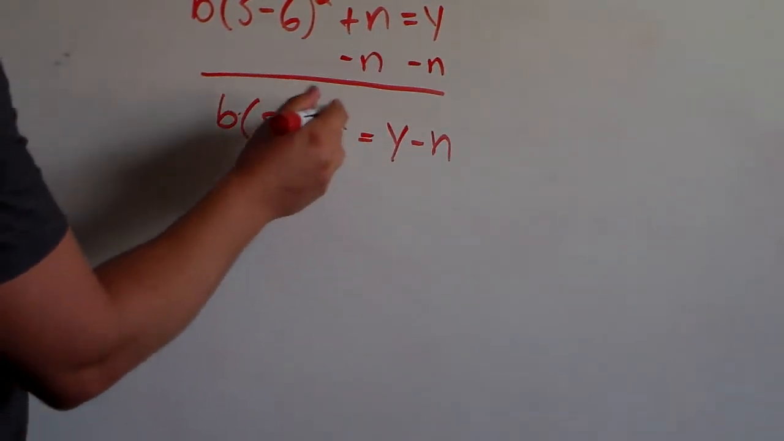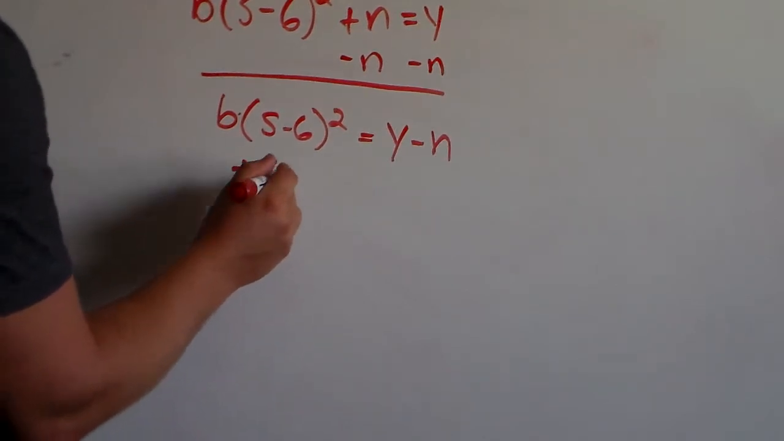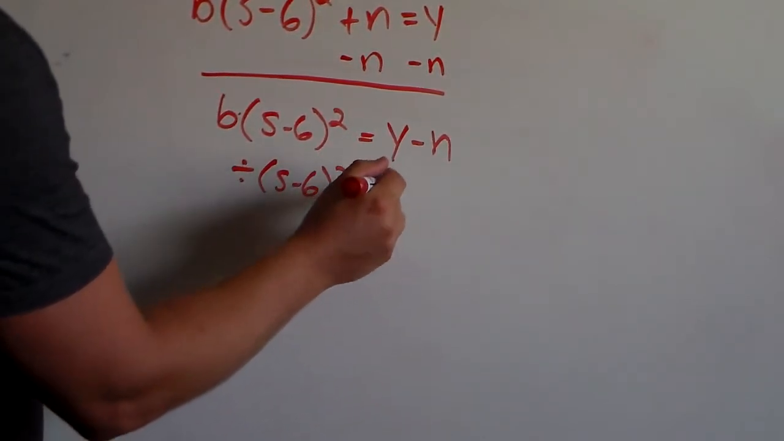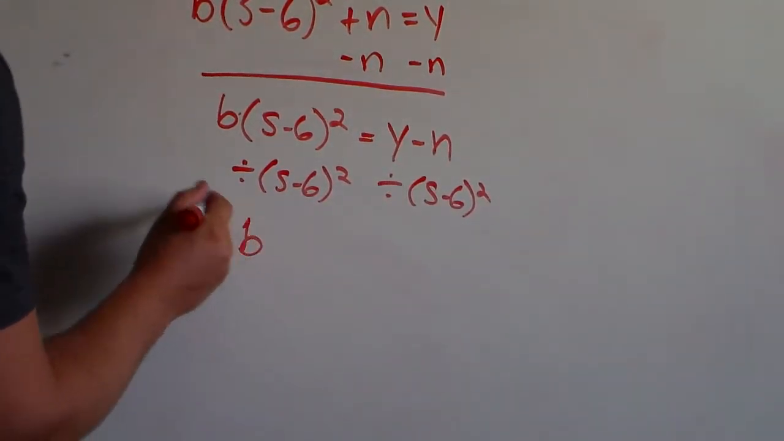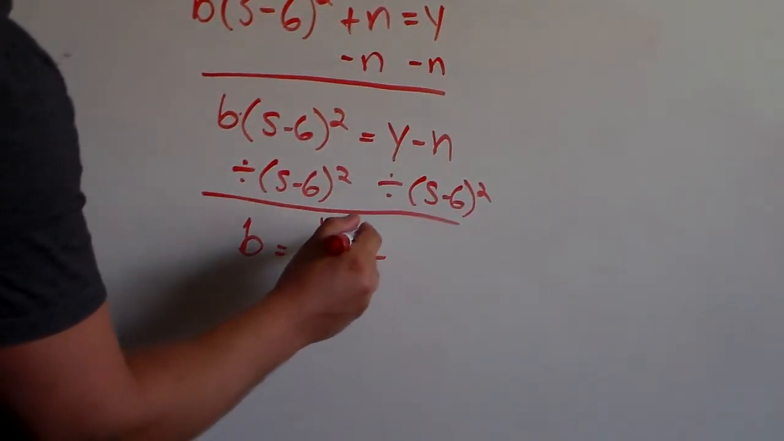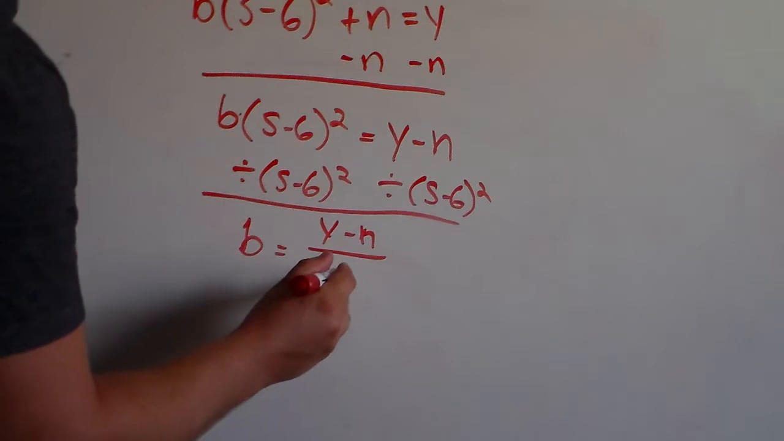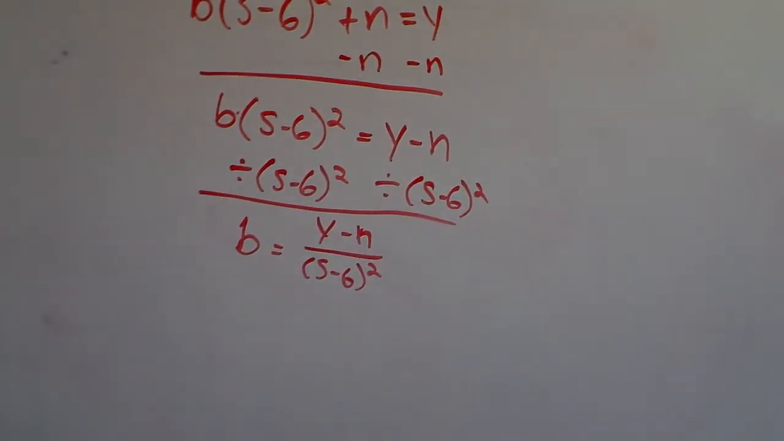And this is B times this entire term. We can move that entire term to the other side. We're going to divide by (S minus 6) squared on both sides. So we get B equals Y minus N over (S minus 6) squared. And that's how we successfully got B by itself, and we proved it. Where B equals Y minus N over (S minus 6) squared. That's using our inverse operations. Get that all squared away.